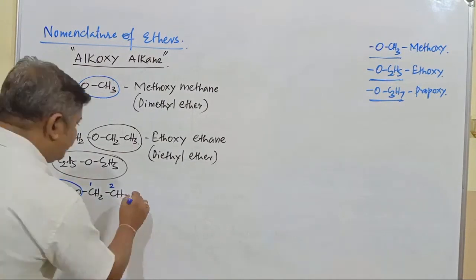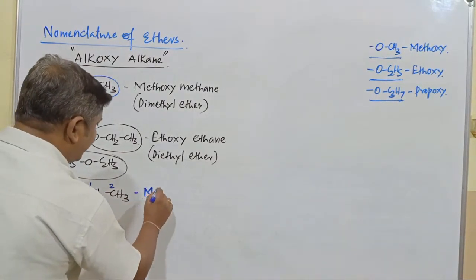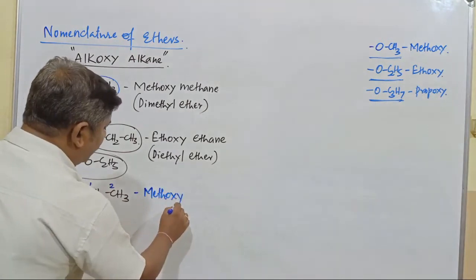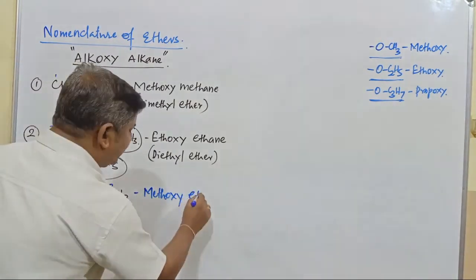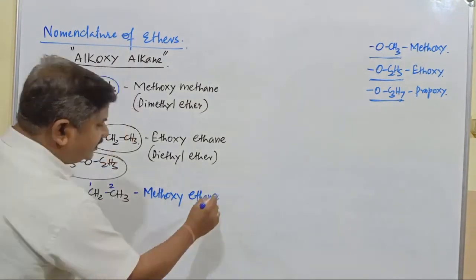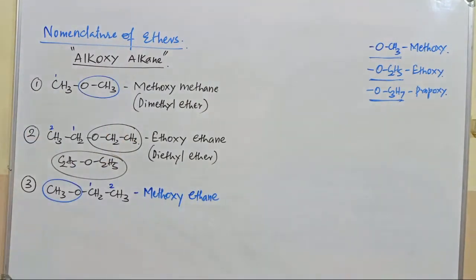What's the name of this compound? It is methoxy, students. Why is it methoxy? Methyl is a part of it and combines with oxygen, so methoxy, and the longest chain has 2 carbon atoms, so it is ethane. Methoxyethane. That is the IUPAC name.